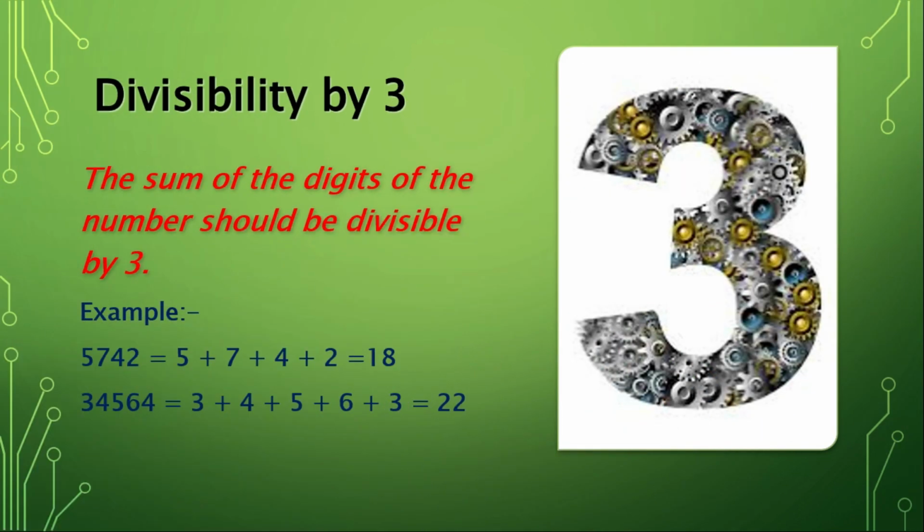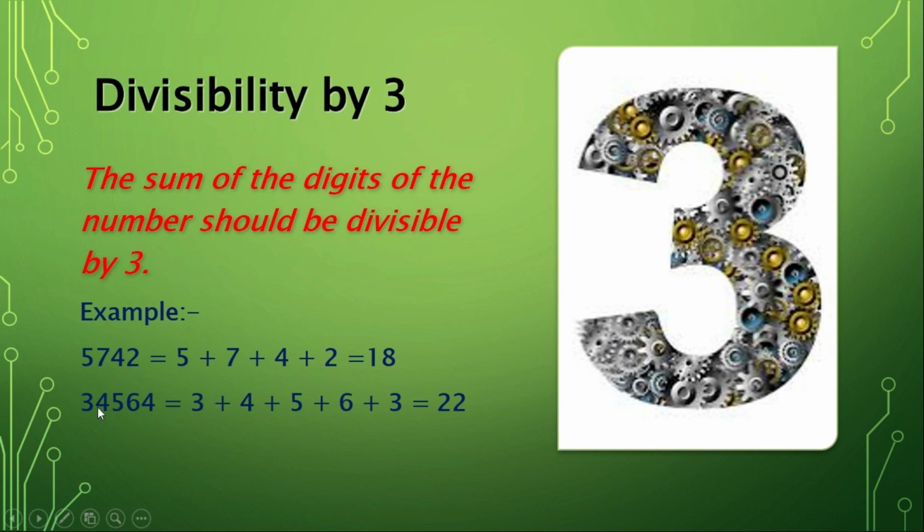Next rule is divisibility by 3. Divisibility by 3 can be determined by checking that the sum of the digits of the number is divisible by 3. Like if we have the number 5742, we have 4 digits in this: 5 plus 7 plus 4 plus 2 equals 18. If 18 is divisible by 3, that means this whole number is divisible by 3.